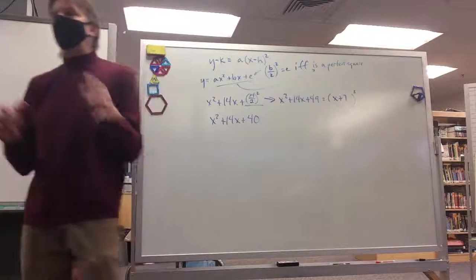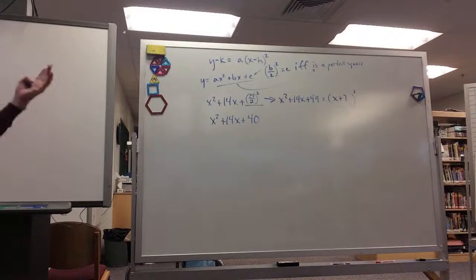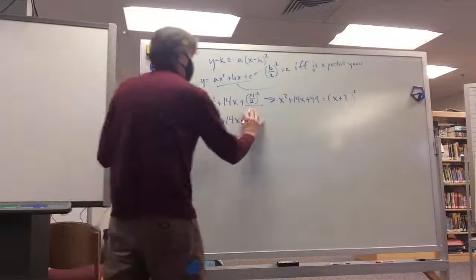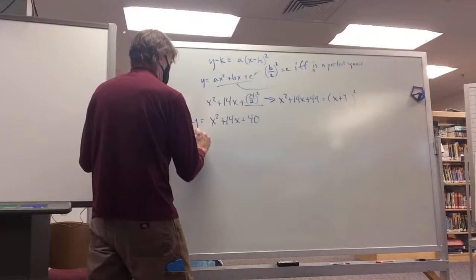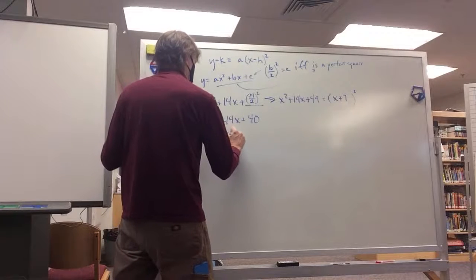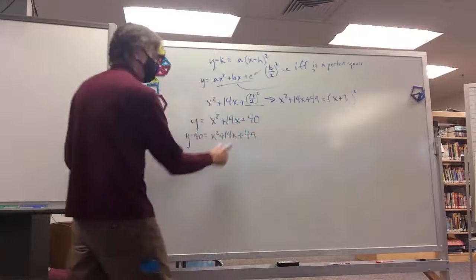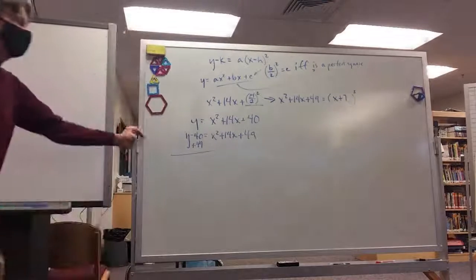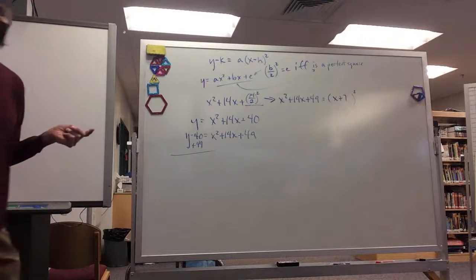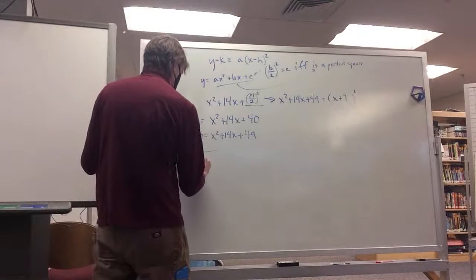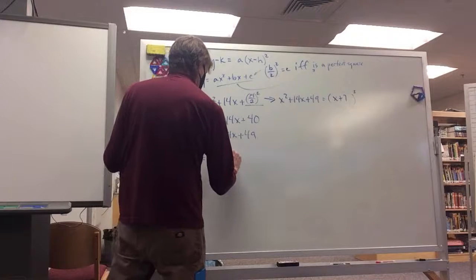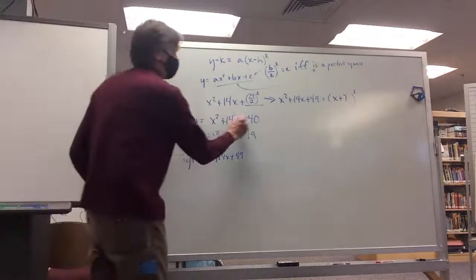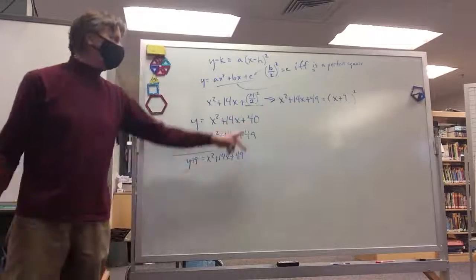So in this case, you can do two things. If y equals this, you could say, I'm going to take this 40, put it over here, and then I'm going to add 49, because that's what makes this a perfect square. Both sides get 49 added to it. So then you have y plus 9 is equal to x squared plus 14x plus 49. Now we can make it a circular operation. Subtract 9, you're back to where you started.